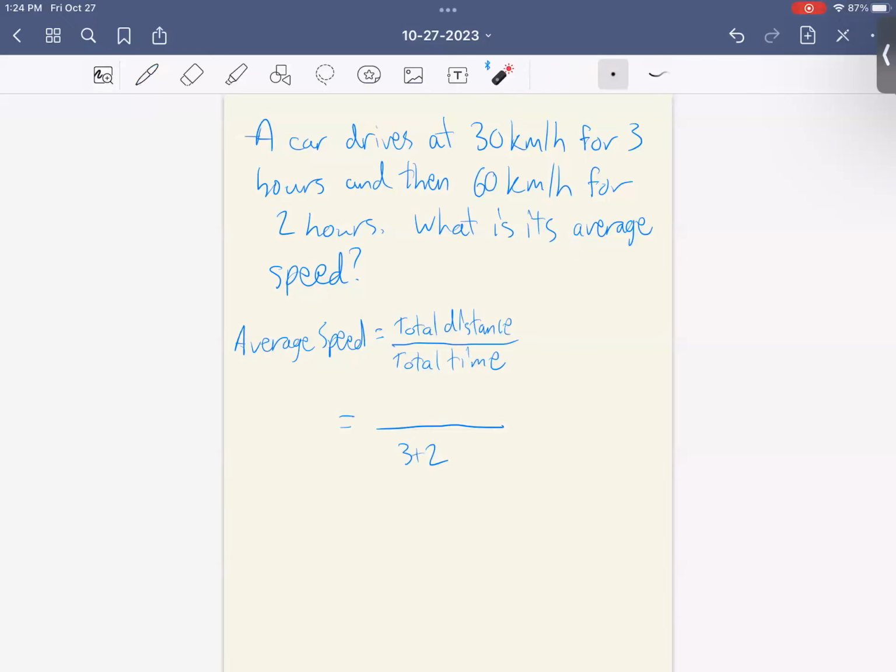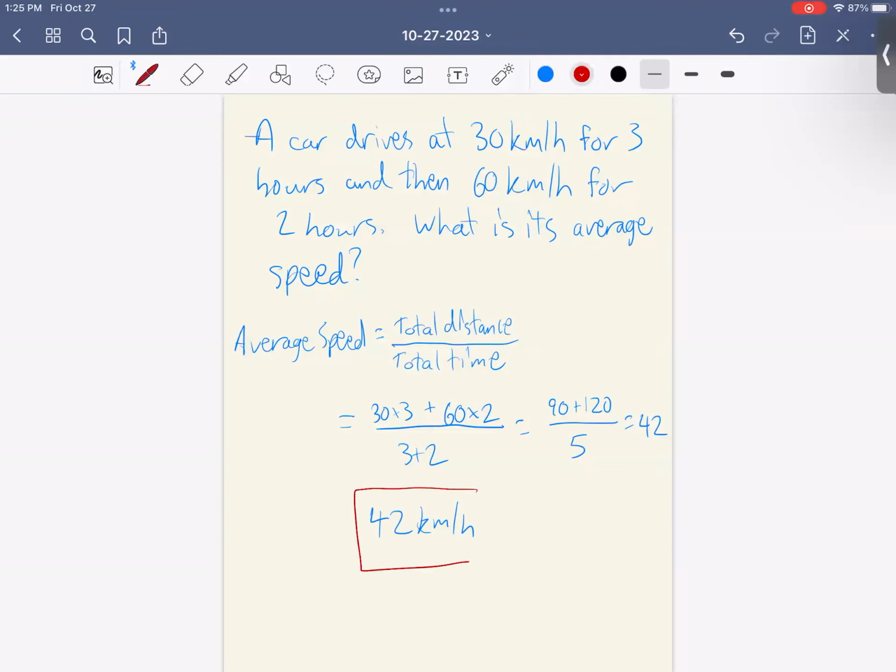And then the total distance, well, now we can actually just calculate this out as a number, right? 30 kilometers an hour for 3 hours, that's just going to be 30 times 3 kilometers. And then 60 kilometers an hour times 2 hours is just going to be 60 times 2. So what we get here is going to be 90 plus 120 divided by 5. And in this case, that's going to be equal to 42. So we end up getting 42 kilometers per hour as the average speed over here.